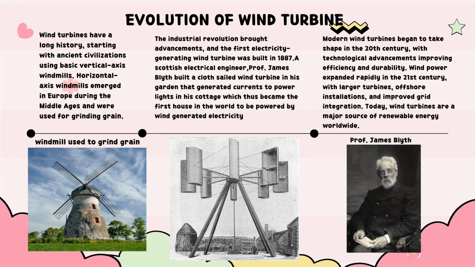A Scottish electrical engineer, Professor James Blyth, built a closed-cell wind turbine in his garden that generated current to power lights in the cottage, which thus became the first house in the world to be powered by wind-generated electricity.